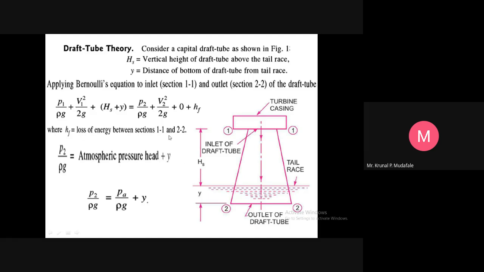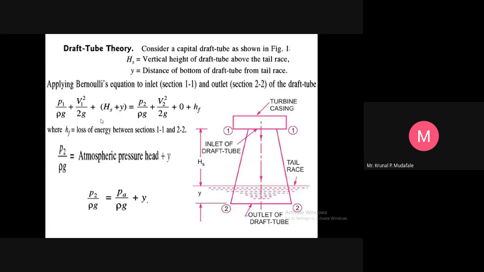If it is available in the numerical or any type of the actual condition parameter, that will be considered here. So P2 by rho g is obviously the atmospheric pressure head plus y, right? The atmospheric pressure head in terms of P2, because it is at the section that will be the outlet as compared to the inlet, right? So P2 by rho g equals PA by rho g plus y, that can be available here. Okay, so you can find out in this way with the help of this equation.